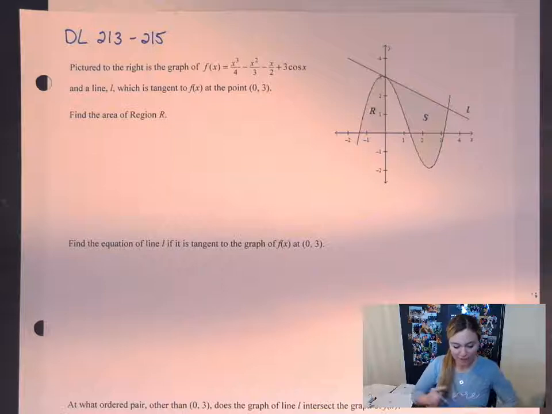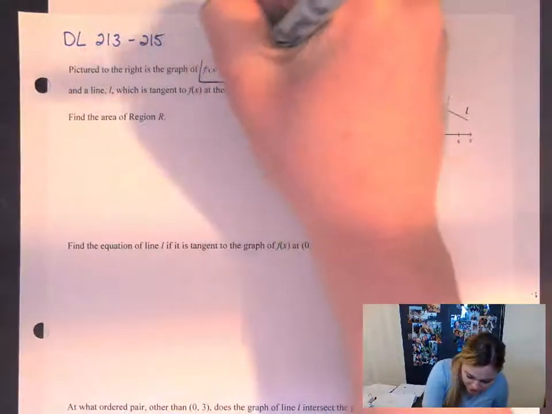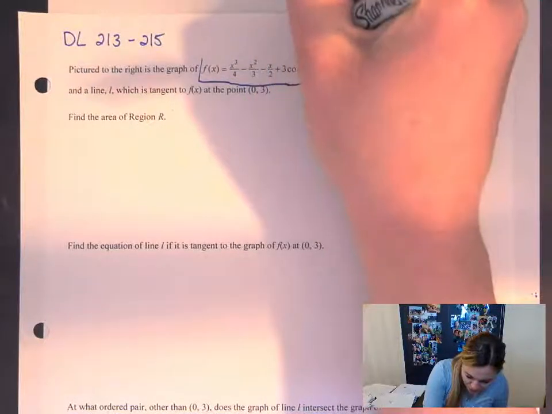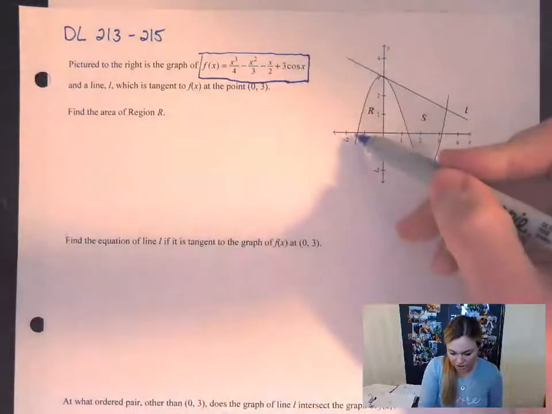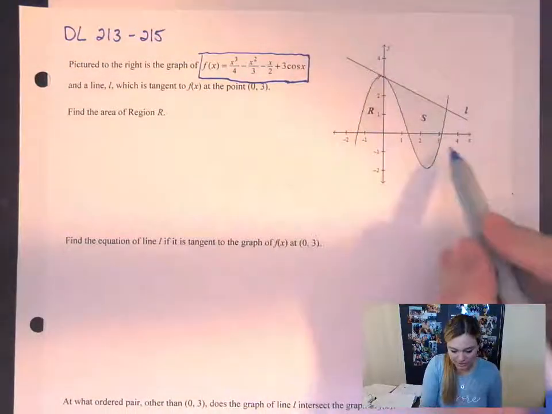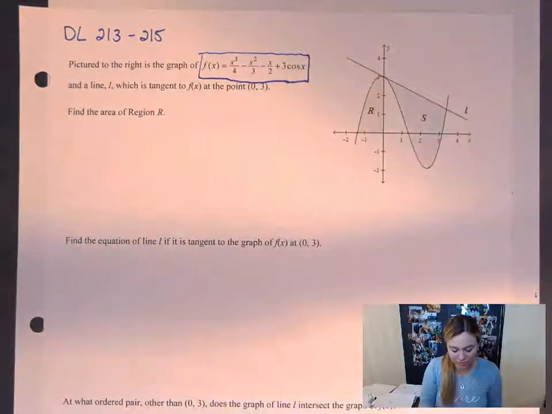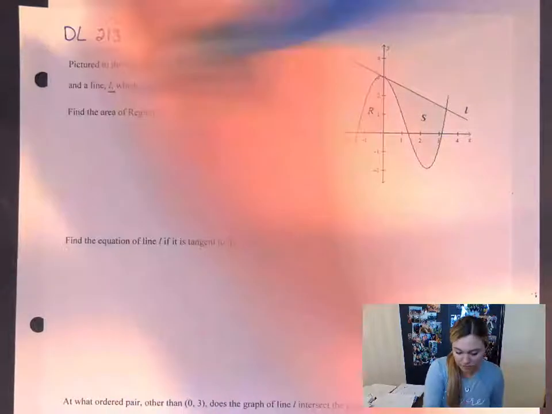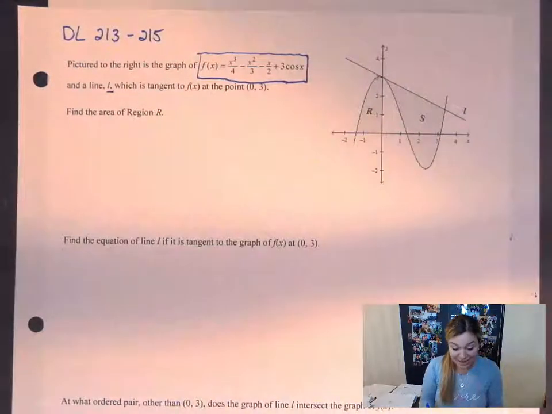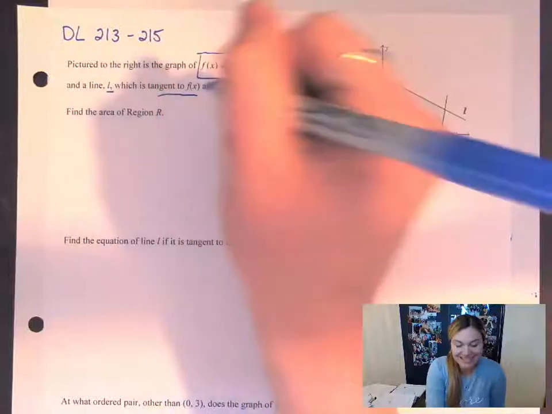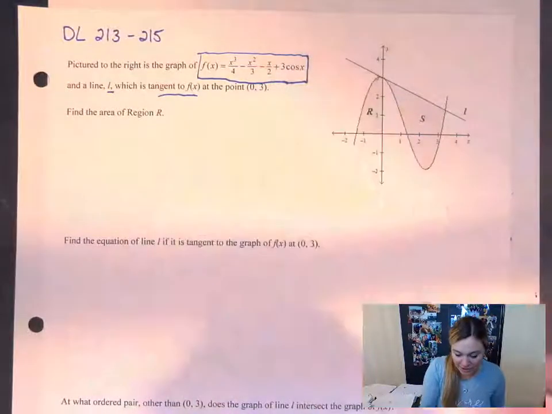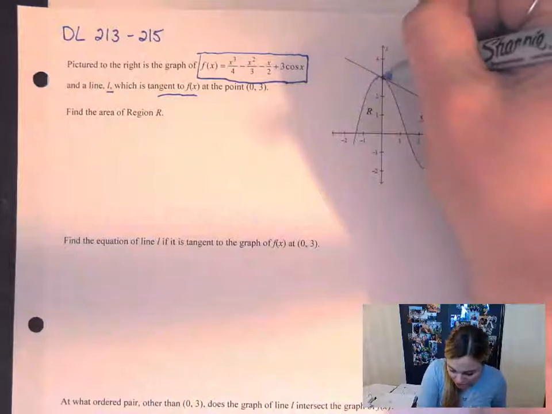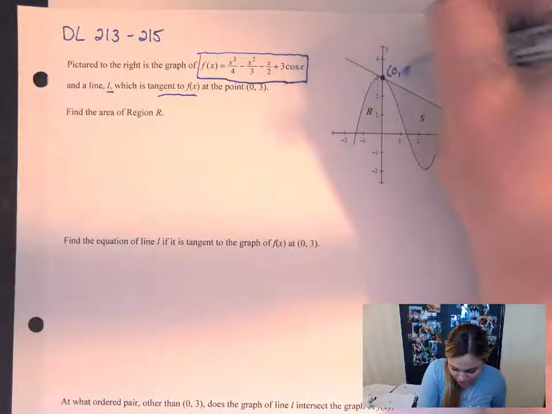Let's go. Picture to the right is the graph of f of x equals, and make sure when you're looking at this, you know it's plus 3 cosine of x. Sometimes people forget this plus 3 cosine of x. So we've got this function, the curvy one is the one that we're talking about for f of x, and a line L, which is tangent to f of x. Oh, it's like coming back to an old friend. At the point 0, 3. So I know that there's a point 0, 3 up here.